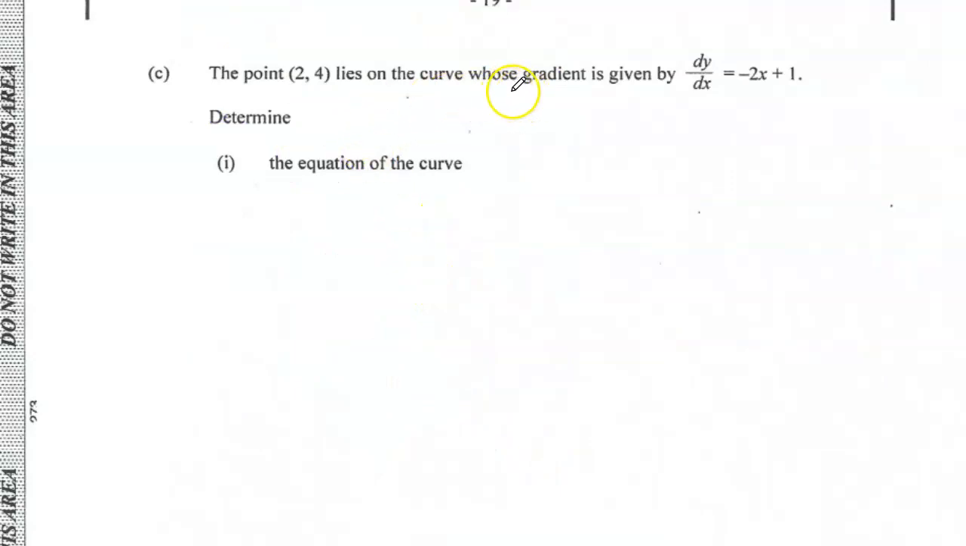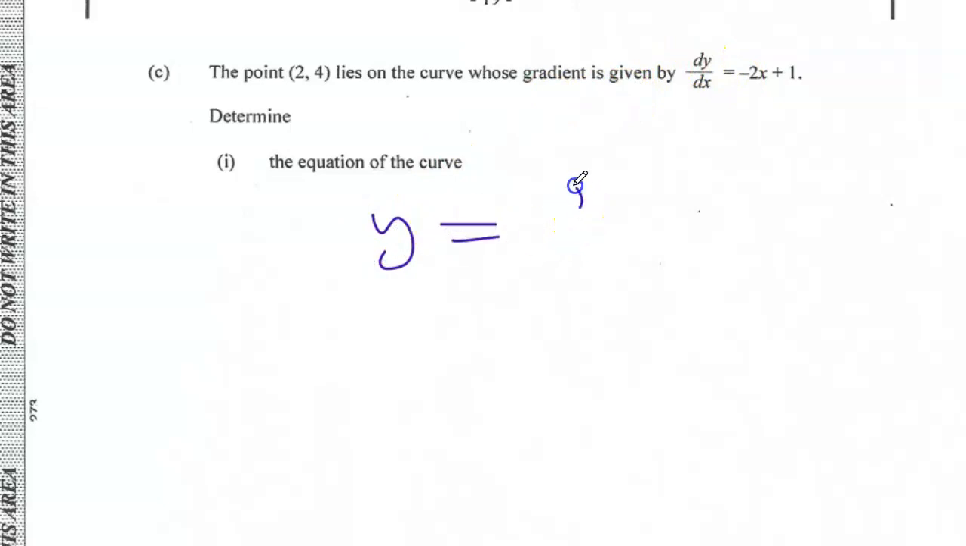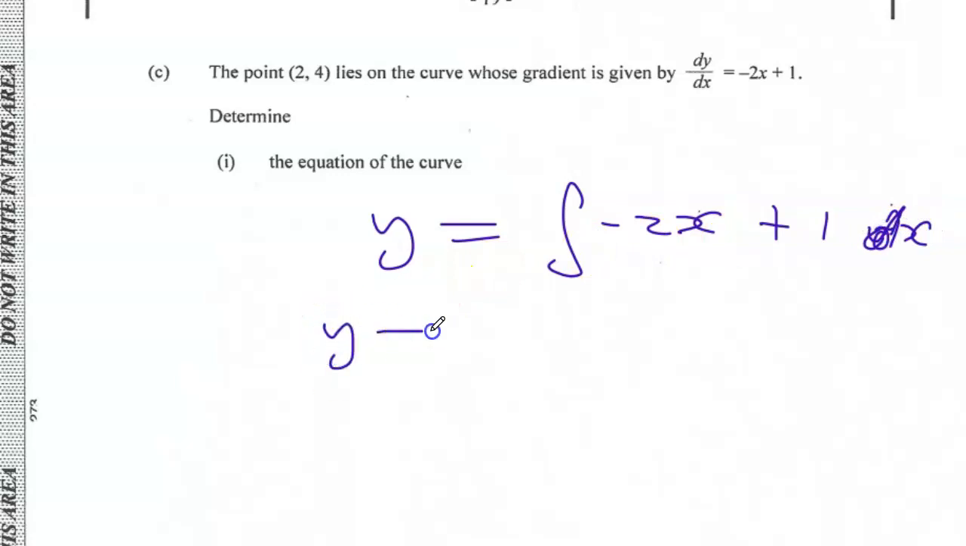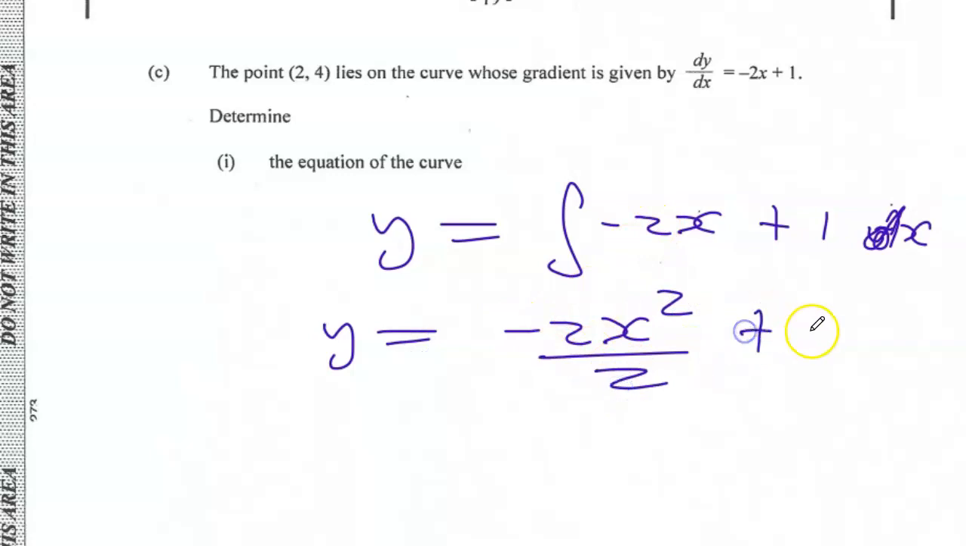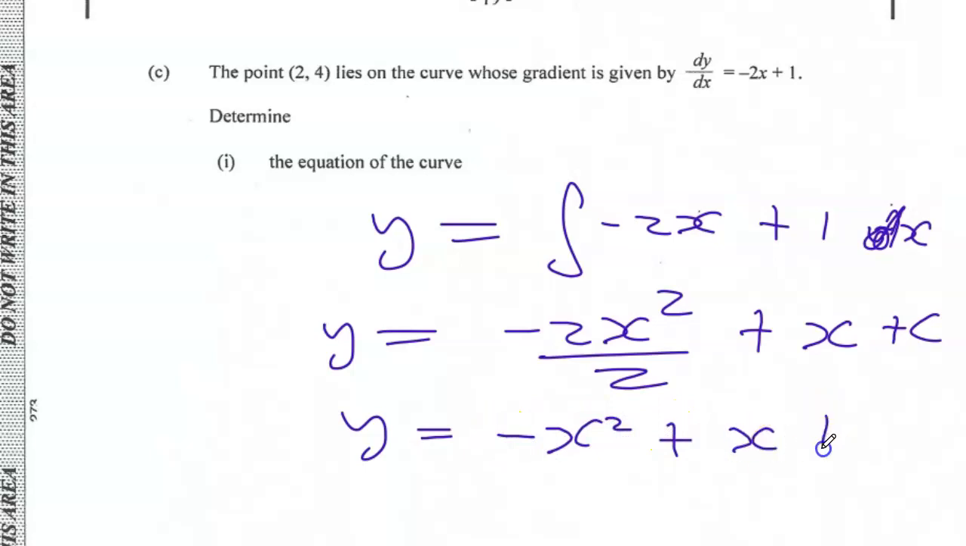The point (2, 4) lies on the curve, whose gradient is given by dy by dx equals minus 2x plus 1. Find the equation of the curve, which is y. To get y we can just integrate dy by dx, so we integrate minus 2x plus 1 with respect to x. Integrating, we get minus 2x squared over 2. Integrate 1, we get 1x plus a constant. So y equals minus 1x squared plus 1x plus c.